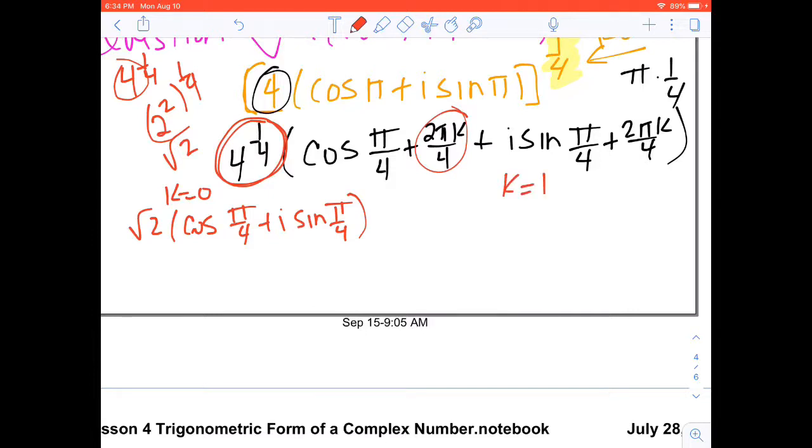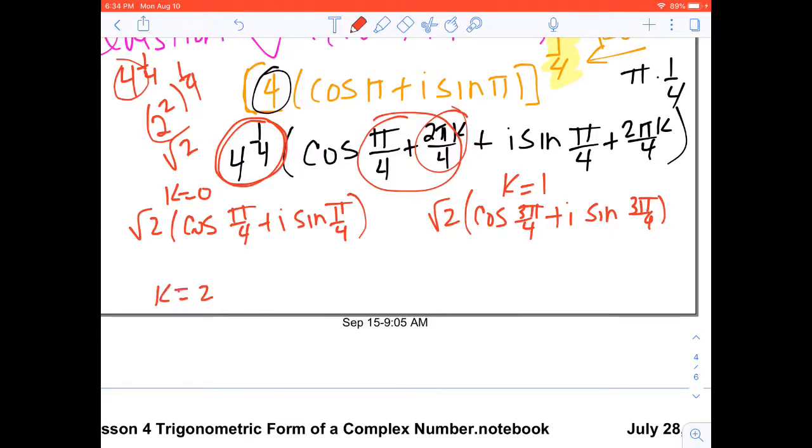Okay, when k is equal to 1, that means you're going to add 2 pi over 4. So this is going to give me root 2, which is my modulus, the cosine of 3 pi over 4 plus I sine 3 pi over 4, because pi over 4 plus 2 pi over 4 gives me 3 pi over 4. Now, you are welcome to keep doing this when k is equal to 2 and k is equal to 3, but I just keep adding 2 pi over 4 to my previous angle.